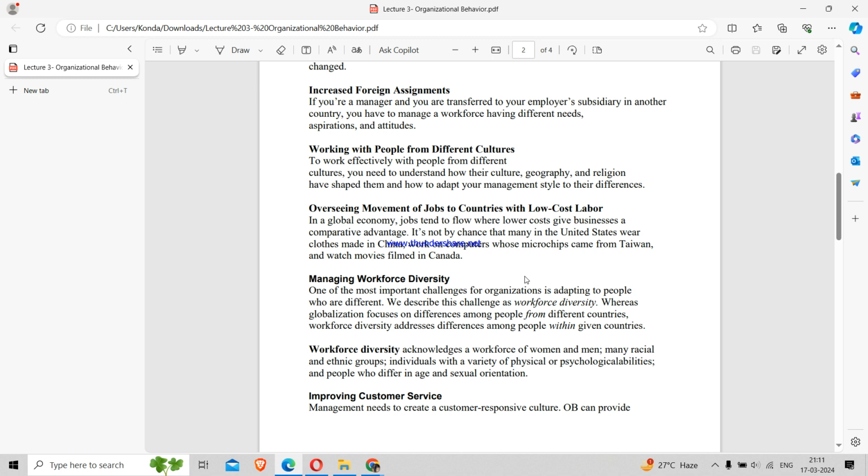Next is globalization. Nowadays, because most of the companies are widely scaled, you need to export and import items from abroad. This term is known as globalization, right? Where you need to procure goods from abroad as well as sell your goods to foreign countries, right? So this diversification is certainly a limitation, you can understand, for your organizational behavior.